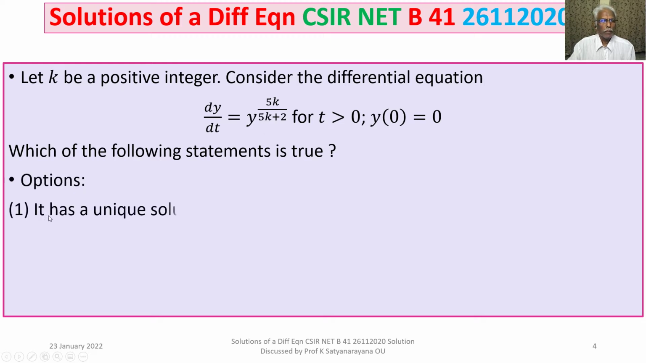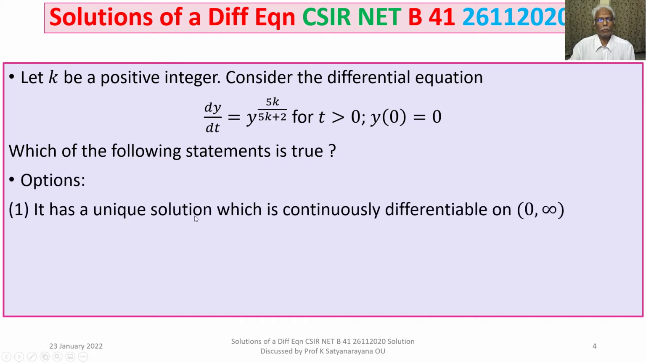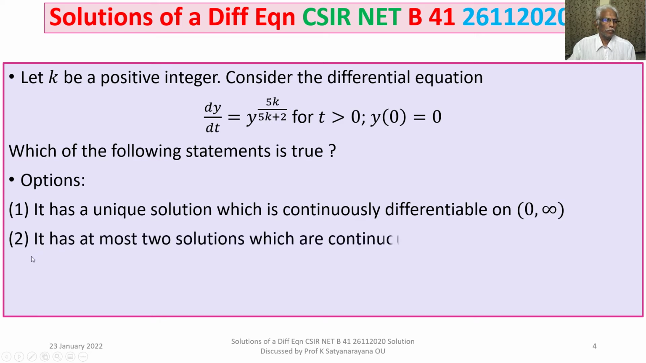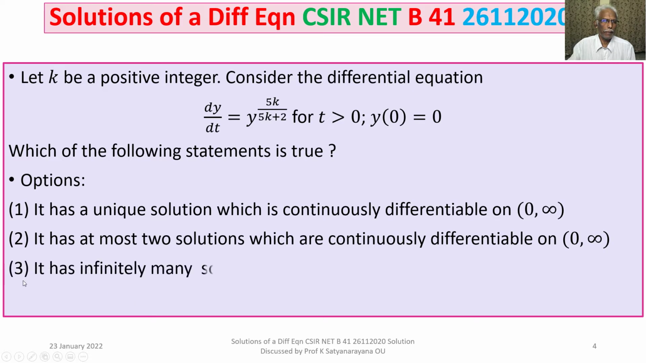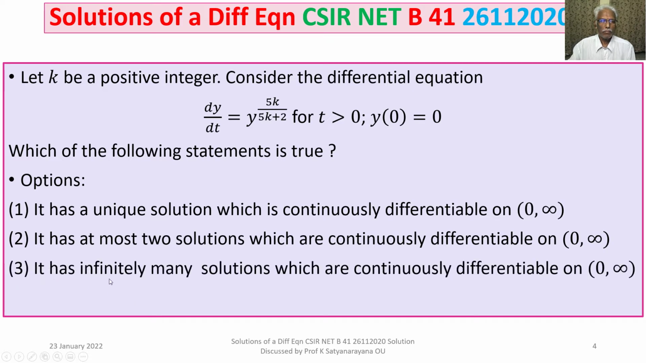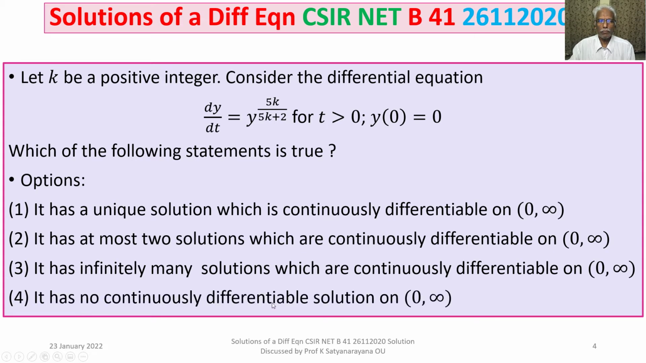Option 1. It has unique solution which is continuously differentiable on the open interval 0 to infinity. Option 2. It has at most two solutions which are continuously differentiable on the open interval 0 to infinity. Option 3. It has infinitely many solutions which are continuously differentiable on 0 to infinity. Option 4. It has no continuously differentiable solution on 0 to infinity.